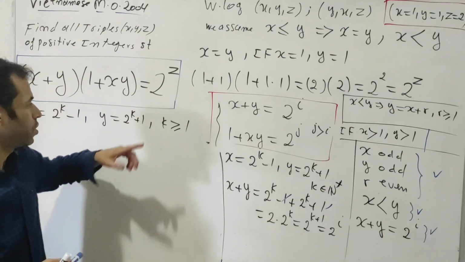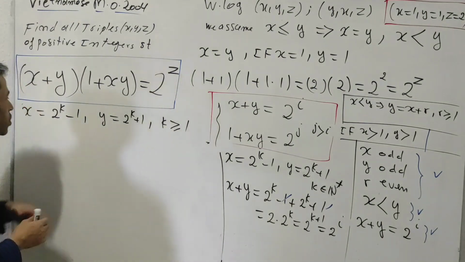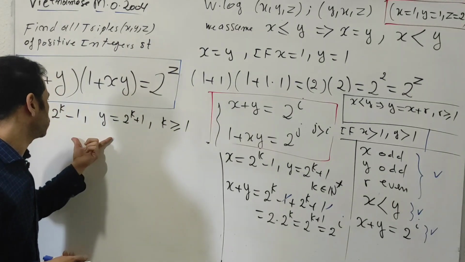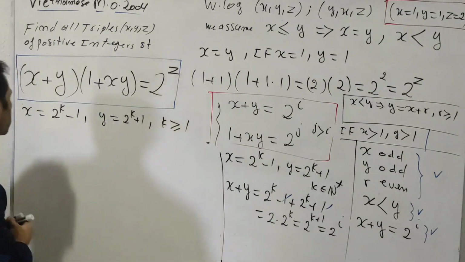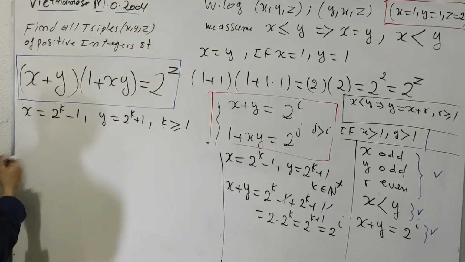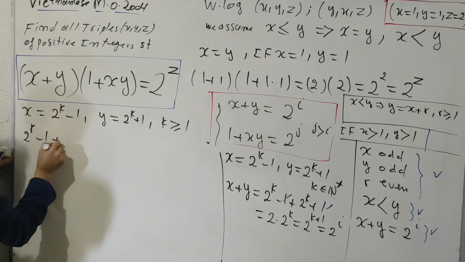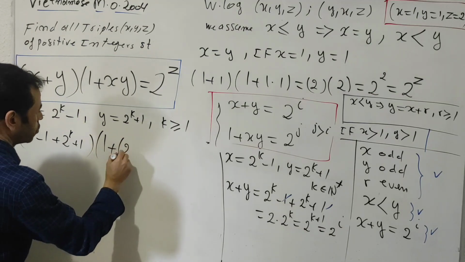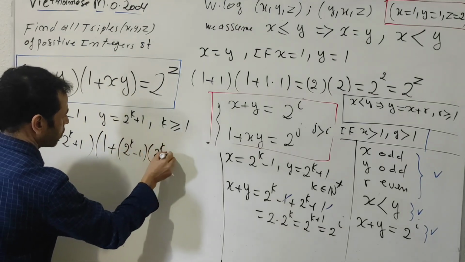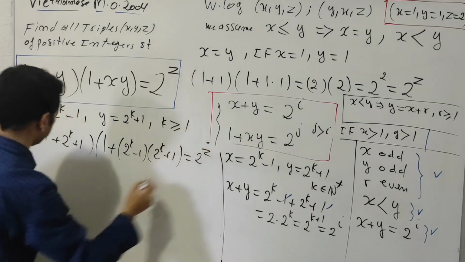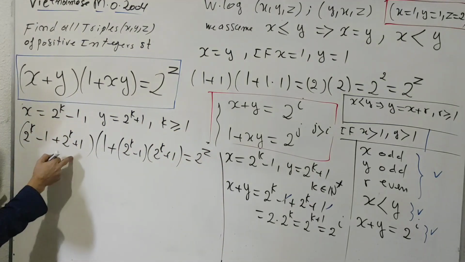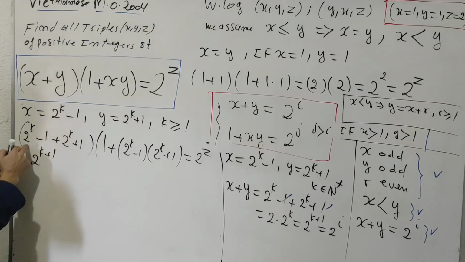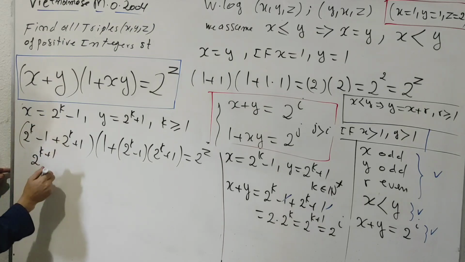Now I'm going to find z. What's the general solution for z? This is the general solution for x and y. I'm going to look for the general solution for z by plugging these two found facts into the original equation to see what it gives us. x plus y gives us 2 to the k minus 1 plus 2 to the k plus 1. Factor 1 plus 2 to the k minus 1 times 2 to the k plus 1 equals 2 to the z. Okay, so the minus 1 will be cancelled out. 2 to the k plus 2 to the k is 2 to the k plus 1, because 2 multiplied by 2 to the k is 2 to the k plus 1.